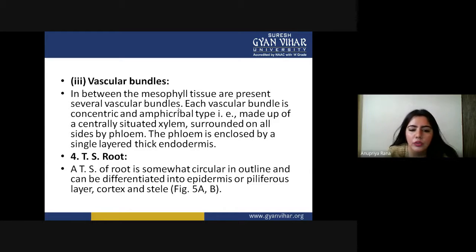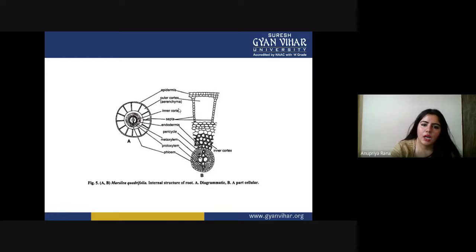Next, TS of the root. TS of the root is somewhat circular in outline and can be differentiated into the epidermis or piliferous layer, cortex, and stele. Now we can also see that the outline is differentiated into the epidermis, piliferous layer, cortex and stele. This is a diagram of the internal structure of the root.